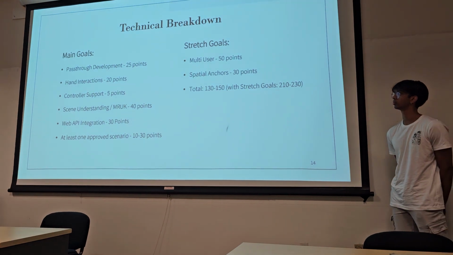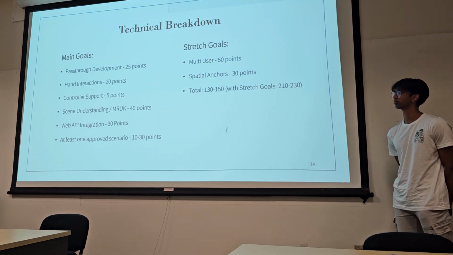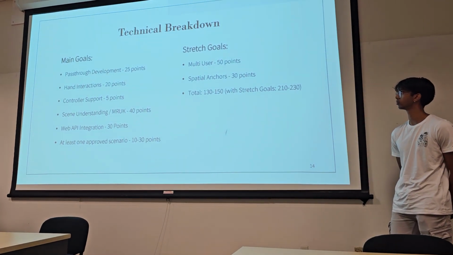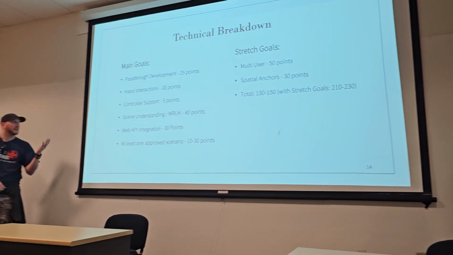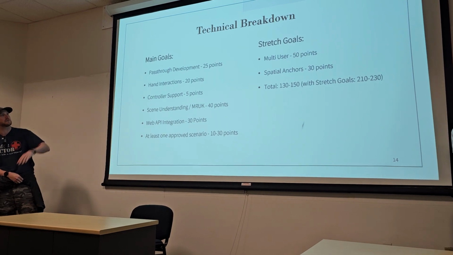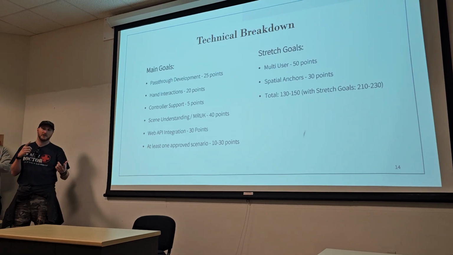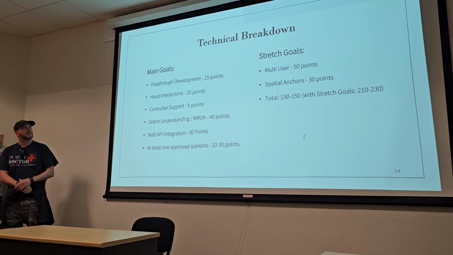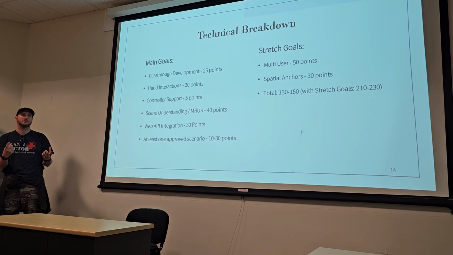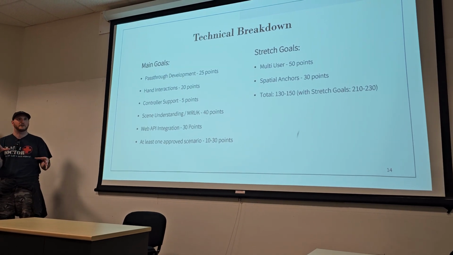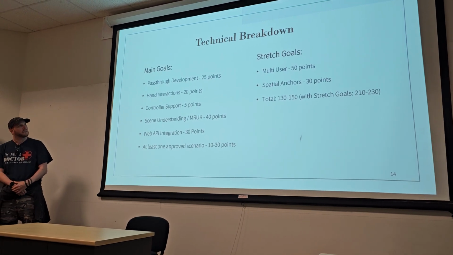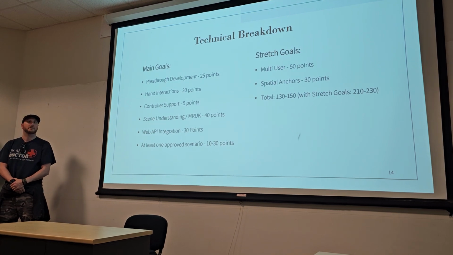This is the technical breakdown. Passthrough development and interaction control support. And scene understanding, pretty much understanding the room. Then the big API integration for the paint catalog and flooring catalog, and then the stretch goals of multi-user, which is pretty much allowing multiple people to work together. And spatial anchors, that's a stretch goal, assuming we're able to save the scenario, have whatever the user has created, and then load it at a further point. And that's the total point breakdown with and without stretch goals.